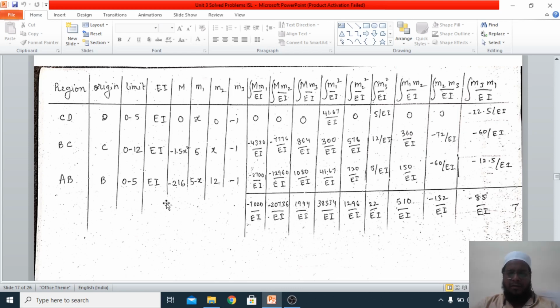Then we have these values, that is M1 square, M2 square. So this one, M1 square is 5 minus 6 whole square. The limit is 0 to 5. Integrated, you will get this value, that is 720 by EI. Similarly, you will get 41.67 by EI, again 720 by EI, then again 5 by EI. Then M1 M2. These are the things you have to take very carefully: M1 M2 separately, M2 M3 separately, and M3 M1 separately. Gradually, you have to take all the values and then do the integration of all individual figures or individual moments.